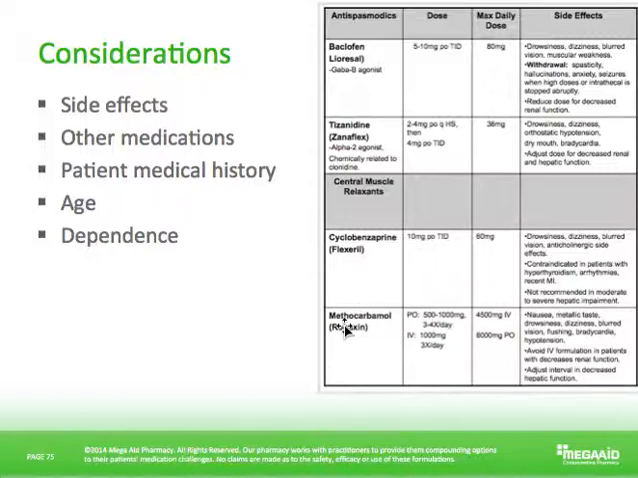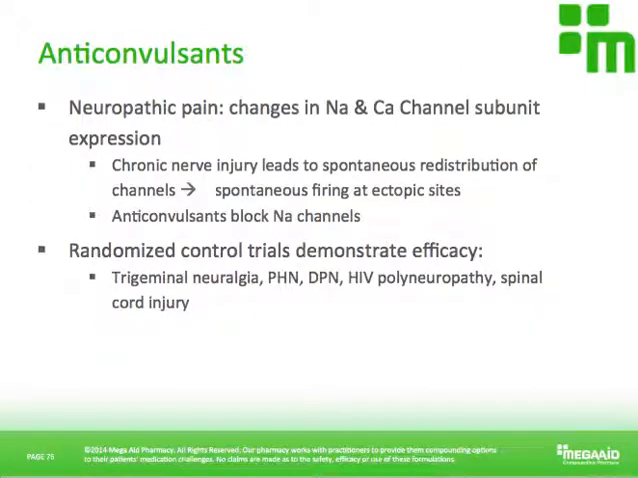Robaxin is a lot less sedating, but you would look at their other medications, patient's medical history, and that's how you would make a proper choice. And just to reiterate, baclofen and cyclobenzaprine are the two muscle relaxants that we use in a topical form.